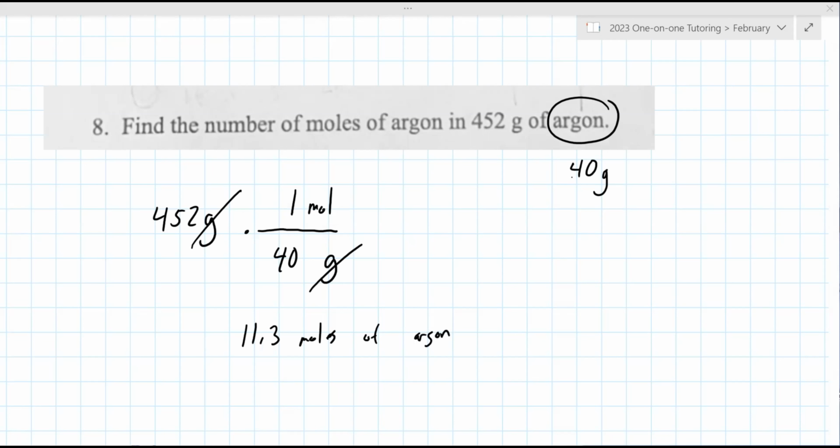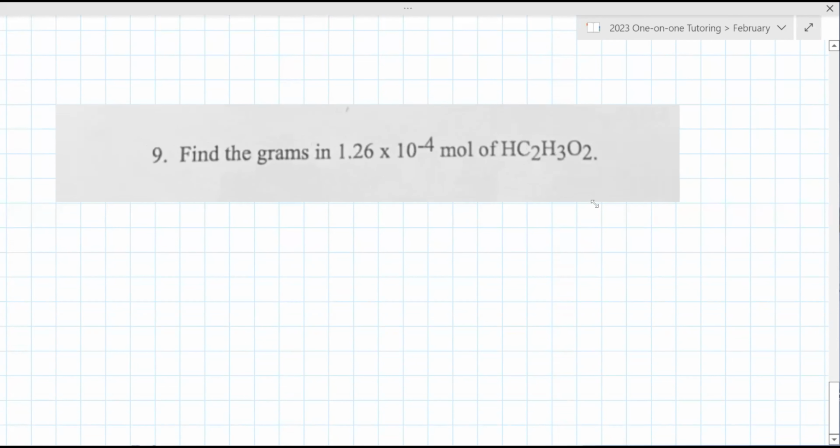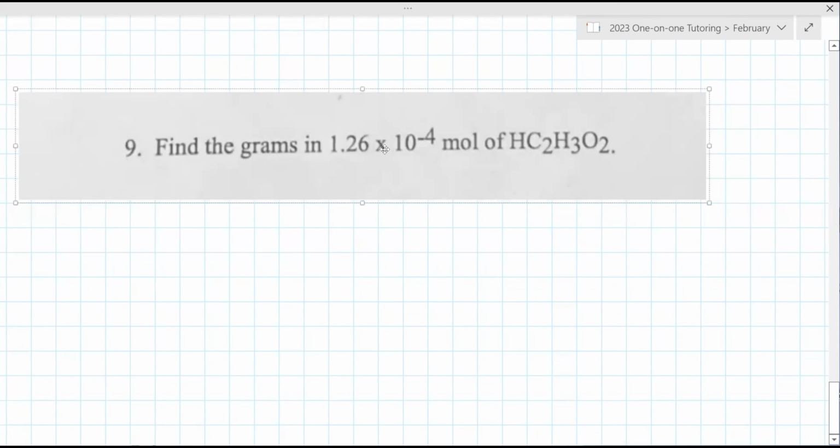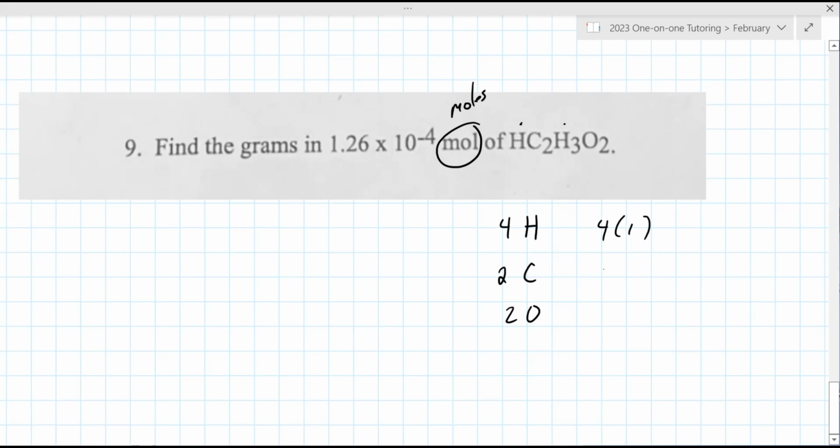Okay, so maybe some more difficult ones here. We'll see. All right, so they're not being very helpful here. MOL does refer to moles. You have to be careful not to mix that with molecules. So we have 4 H's. That takes care of those. 2 C's and 2 O's. So 4 times 1, 2 times 12, 2 times 36.